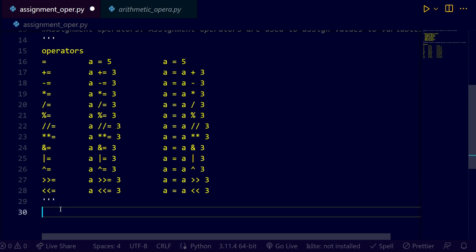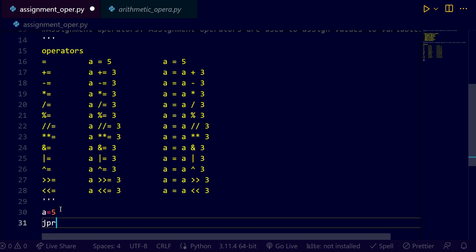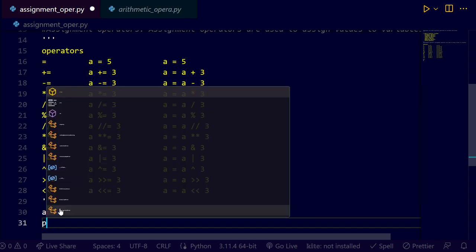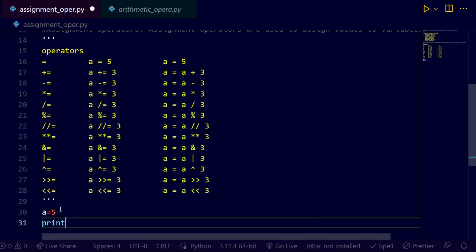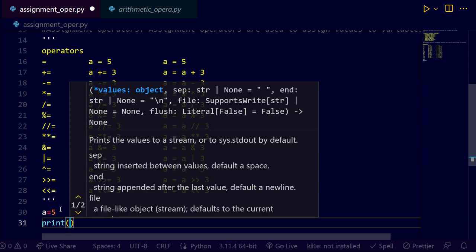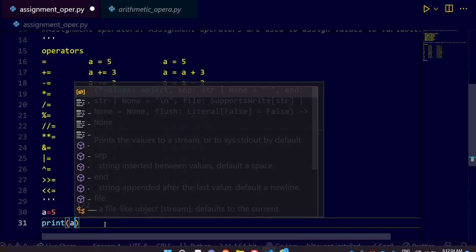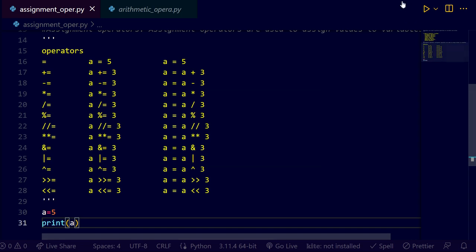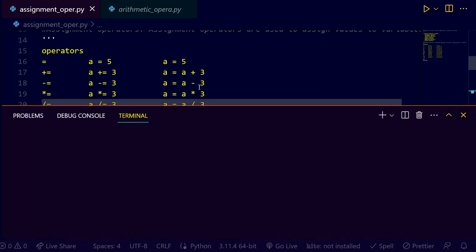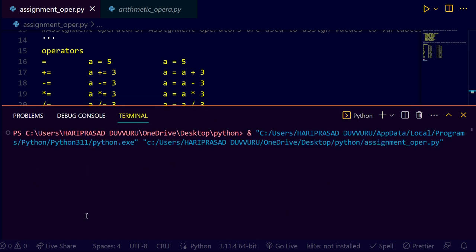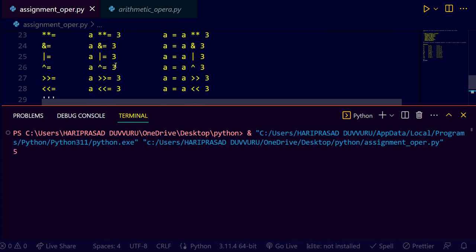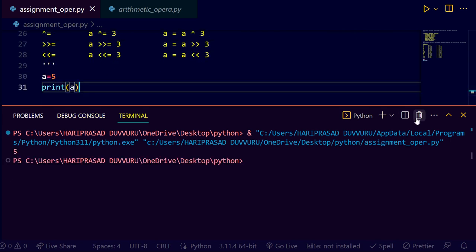Let's see assignment operators. Take a equals to 5, and I'm printing this. Let us see what output we get. You get 5. It's taking time. Yes, see, 5.